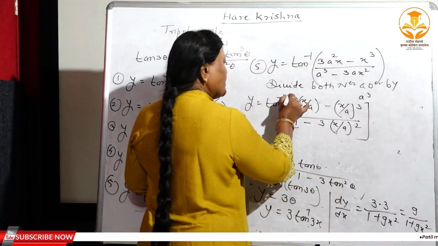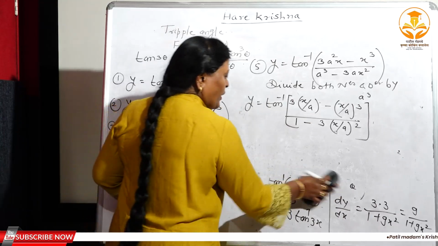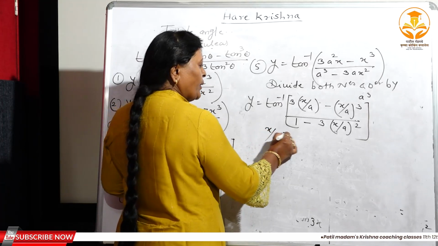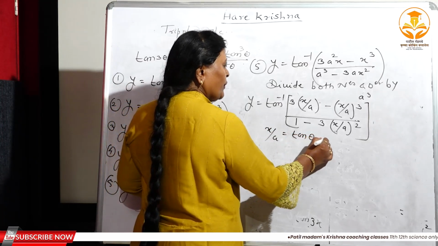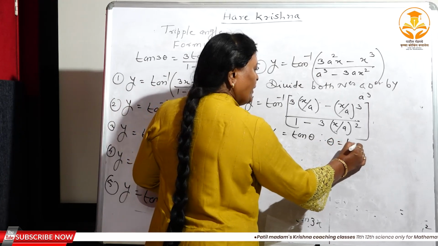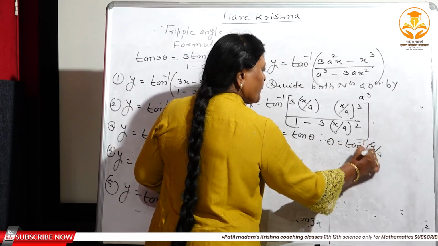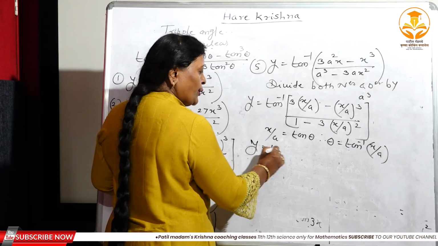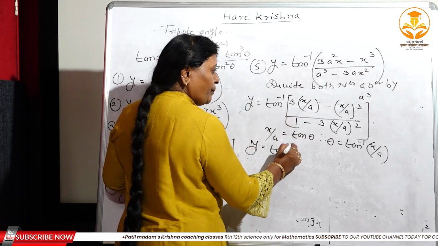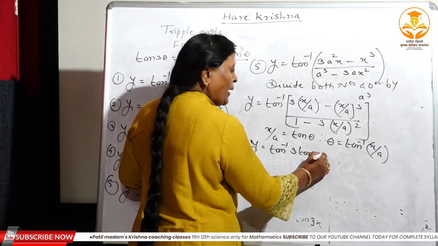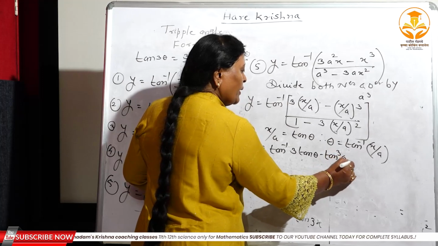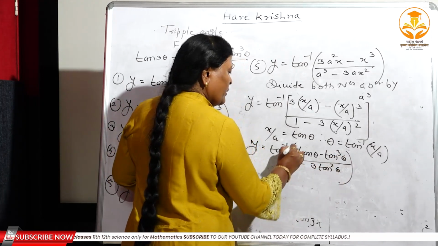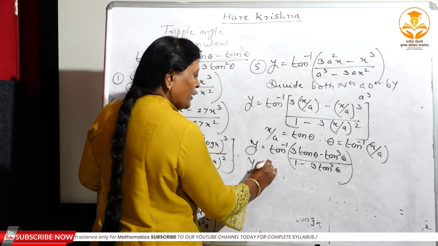Now your problem is in a standard formula. Now where you can substitute, it's quite easy now. X by a is equal to tan theta. Therefore, theta is equal to tan inverse of x by a. Right? Therefore here, y is equal to, when you substitute, 3 tan theta minus tan cube theta divided by 1 minus 3 tan square theta. Again, this is the formula of what? Tan 3 theta.